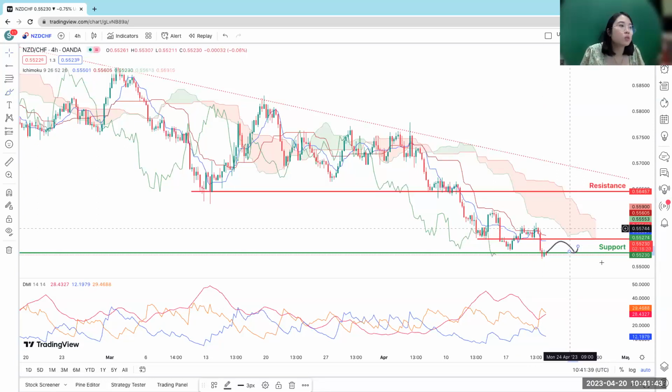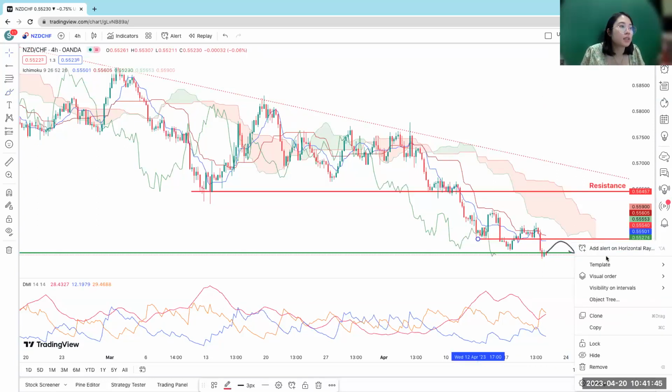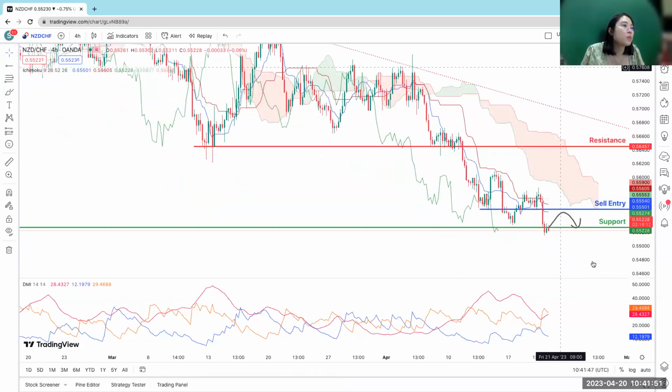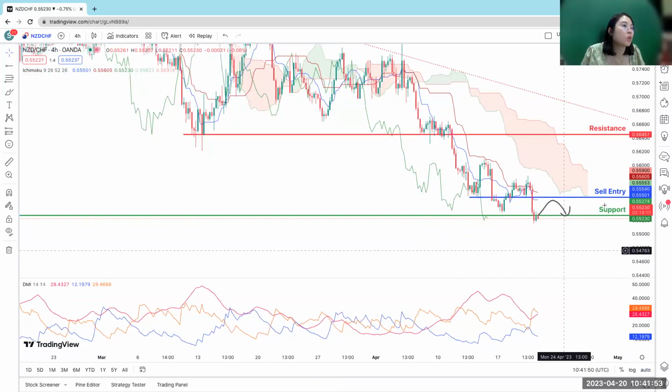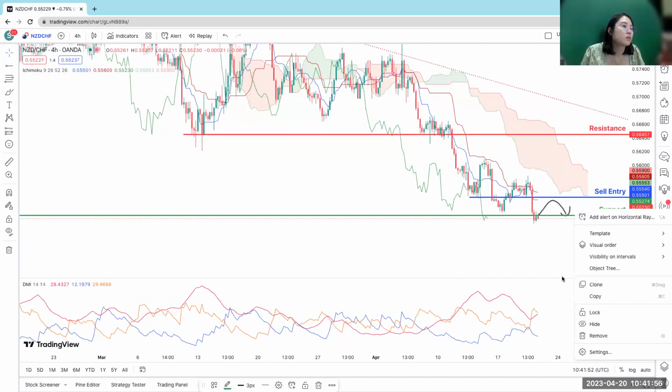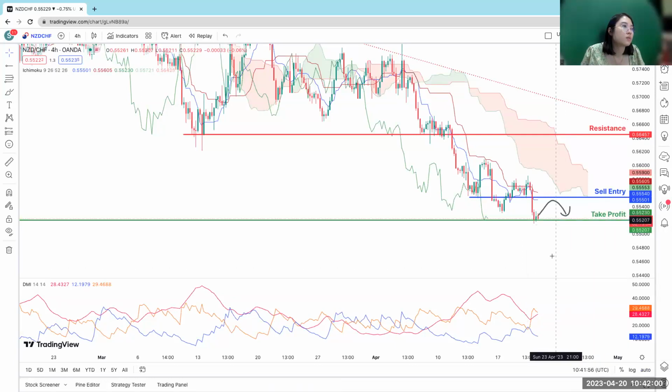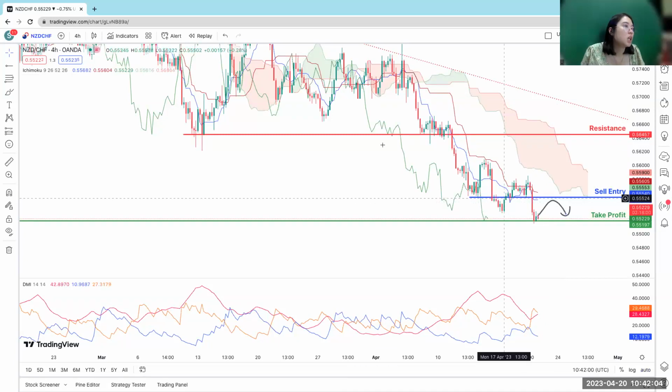If price pulls back to this area, I will consider a sell. If it doesn't pull back, I'm not going in for a sell. The trend for a sell is still strong. There's no reason for us to enter for a buy.